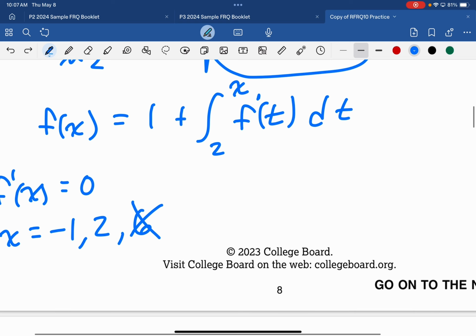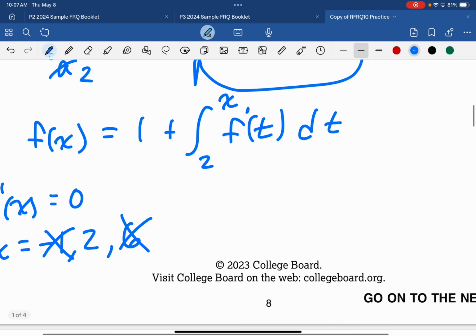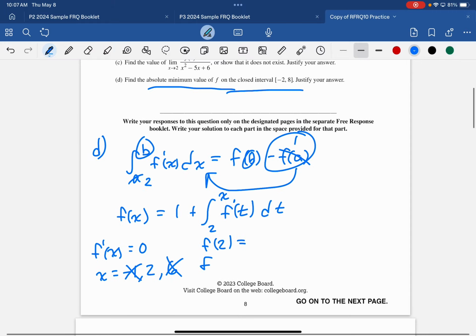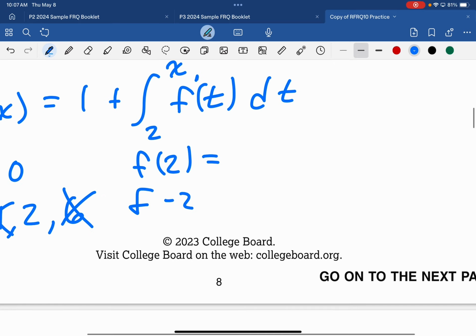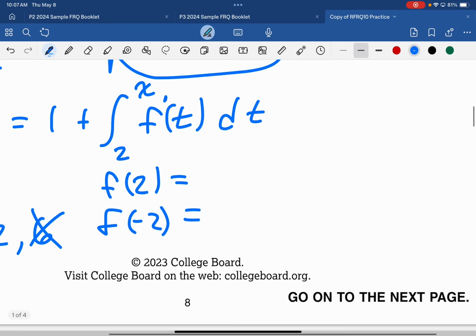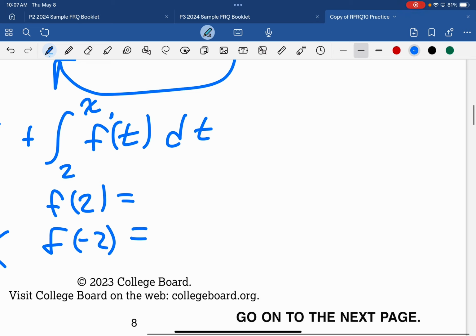Okay, so we know -1 doesn't work, but 2 is a possibility. So we have to find f of 2. We have to find f of, what's the lowest x? -2? -2, yes. And our highest x, I should say, our endpoint, is 8. Okay, so I've got to test all those.